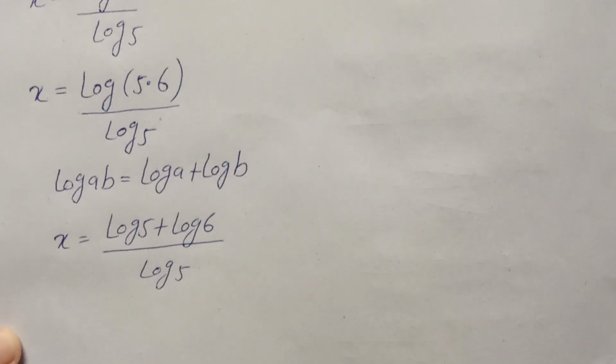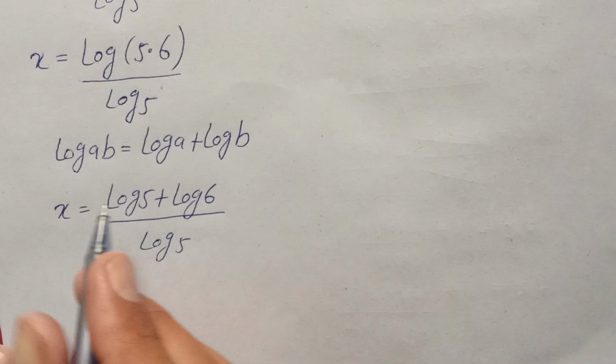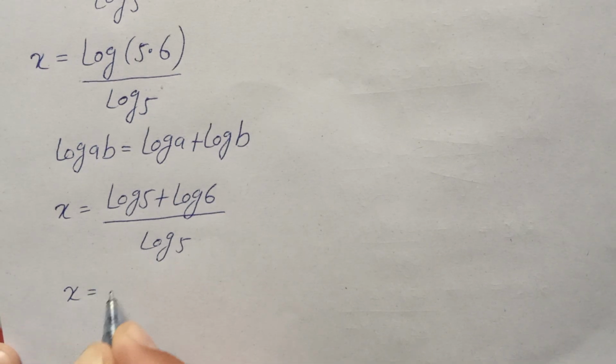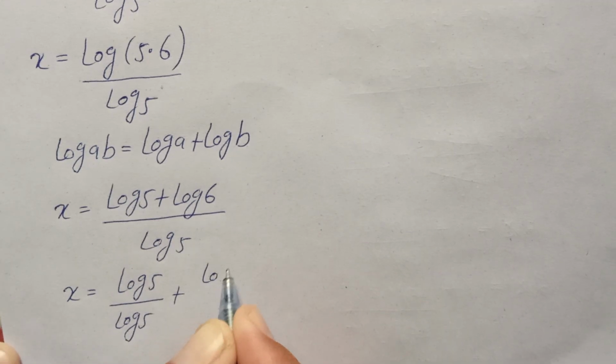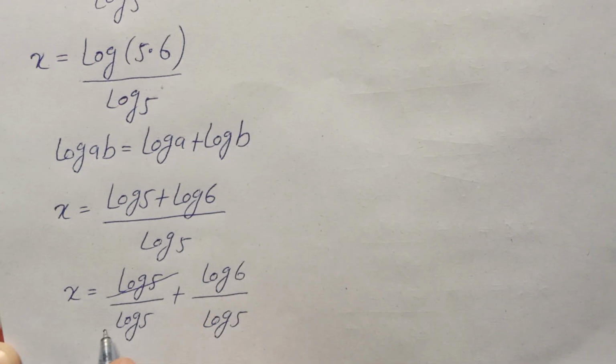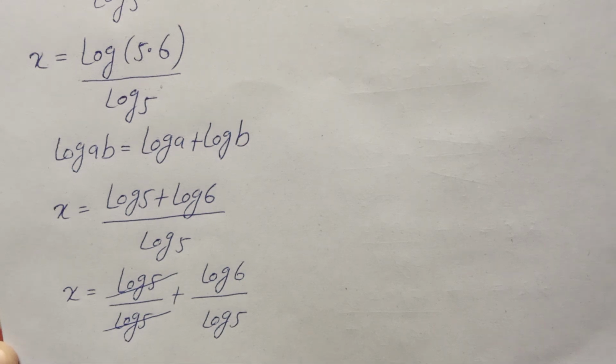Now I can write separately log 5 on each term. So x is equal to log 5 divided by log 5 plus log 6 divided by log 5. This log 5 can cancel with this log 5. So now I am going to the next page.